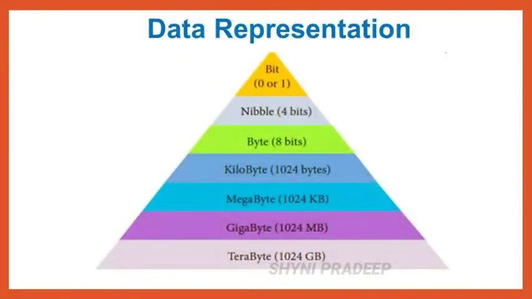See here, this is the data representation diagram. 0 or 1 is called bit. Collection of 4 bits is called nibble. And collection of 8 bits is called byte. Collection of 1024 bytes is called kilobyte. And 1024 kilobytes is called megabyte. And 1024 megabytes is called gigabyte and 1024 gigabytes is called terabyte.